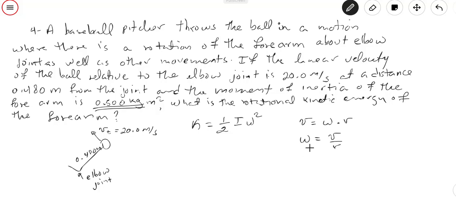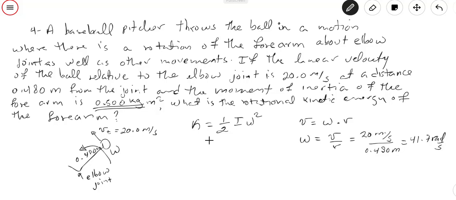So in this case, this would be 20 meters per second divided by 0.480 meters. So that would be equal to 41.7 radians per second. So this is just the angular velocity here.